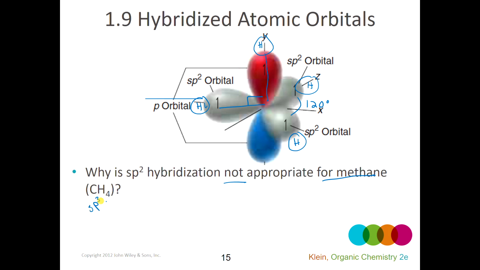That's the only way to create all four orbitals at the right angles for the hydrogens to come in and overlap and make methane with the correct geometry.